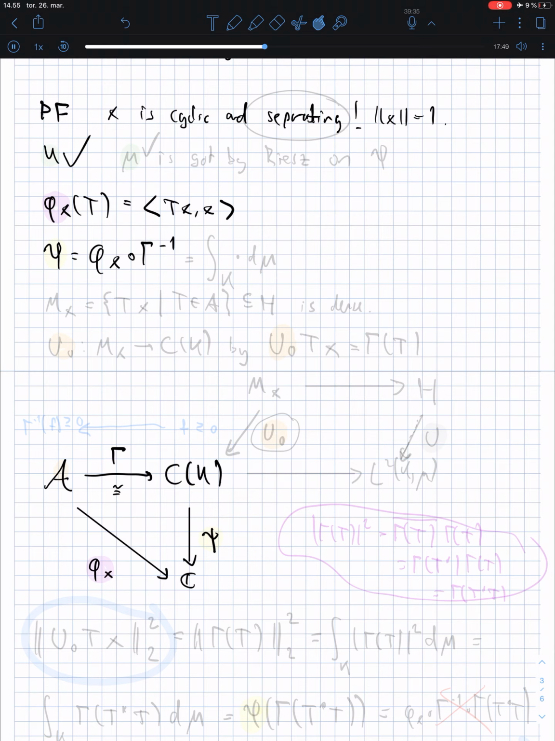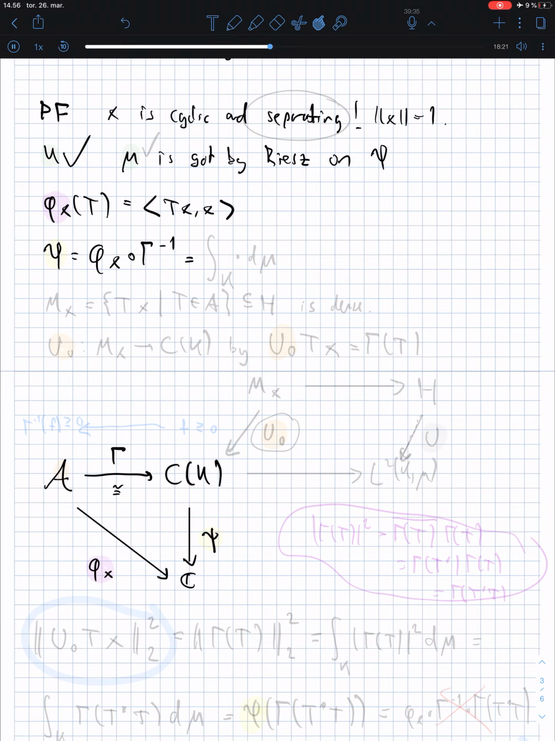Right, so note that, maybe I'll explain that here. So mu is got by Riesz on psi. What do I know about psi? Psi is a linear functional that lives on C of k, and furthermore it's a positive linear functional, right?